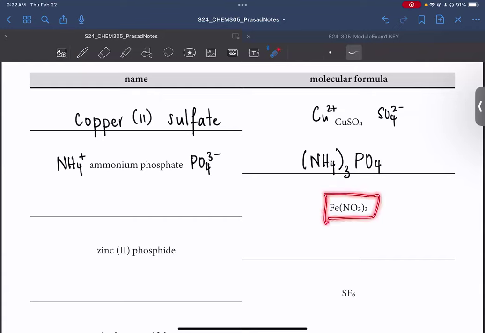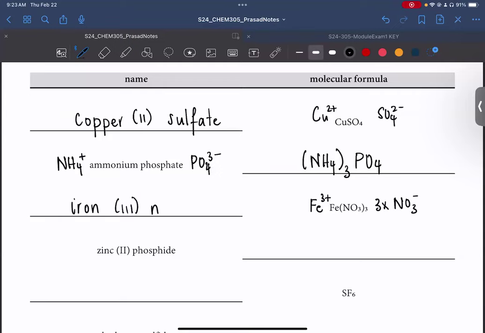Next up, we have this molecule right here, a transition metal. We do not know the charge of the iron just yet. We do know that nitrate is negative 1, and we know that there are 3 of them. Based on this, the iron must be 3 plus. This becomes iron 3 nitrate.